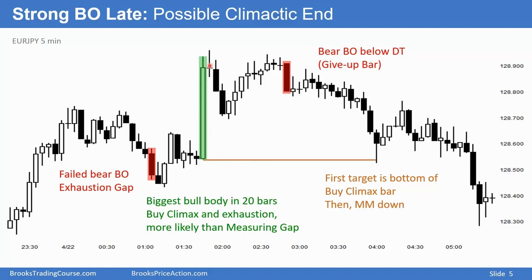In any case, whenever you have what is probably going to be an exhaustive buy climax, the first target is the bottom of the buy climax bar, and the bears who sold up here take partial profits, and that's why we reversed up. Aggressive bull scalpers buy there, betting that we'll get at least a high enough bounce for a profitable scalp.